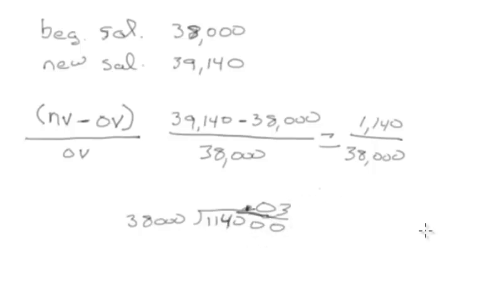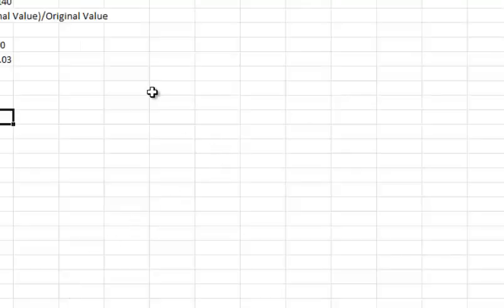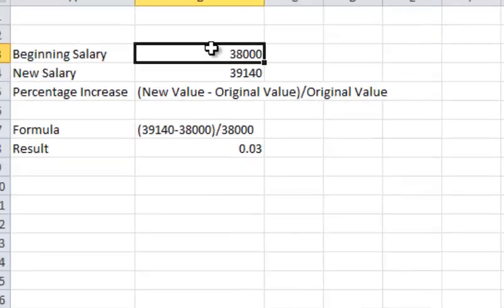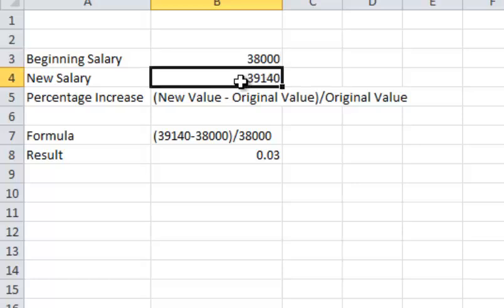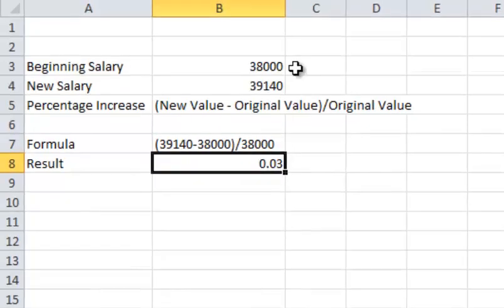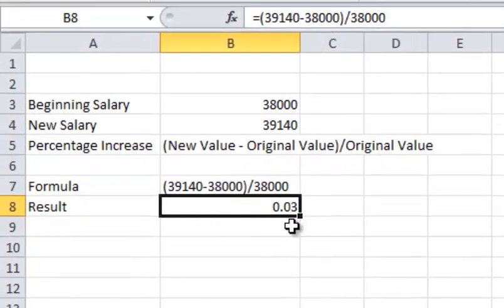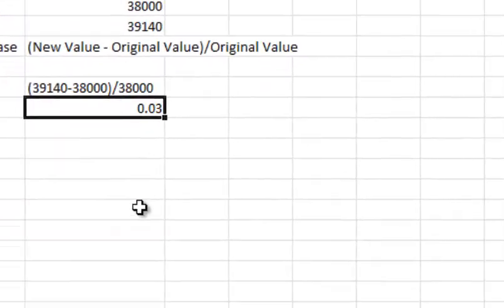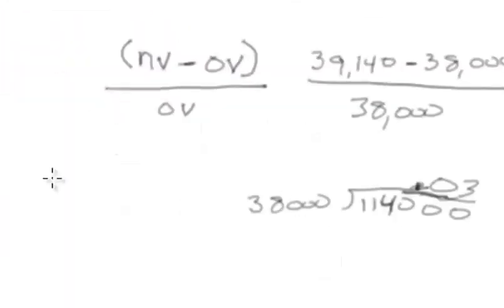So what I did here is I did the formula. I showed you beginning salary 38,000, new salary 39,140, and then here's your formula: 39,140, the new value, minus the original value divided by the original value, and the result of that is displayed here in this formula, and it comes out to 3%. So what you can do here is make sure that your answer makes sense.